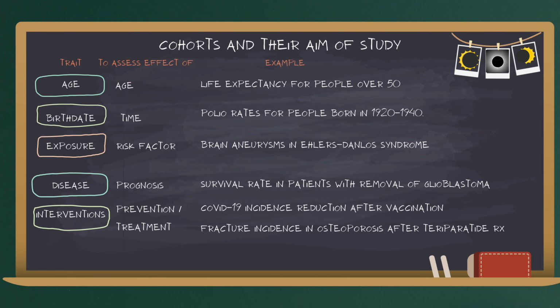Cohorts may be employed for quite different purposes in clinical research. We can measure variables like age in a population in order to identify the life expectancy from a cutoff age of our interest.